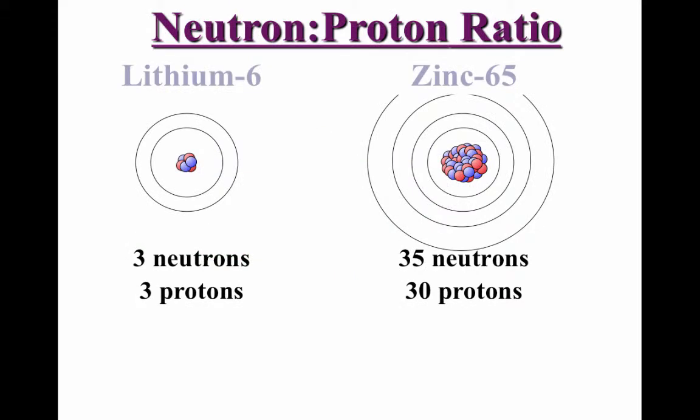At this point, I want to show you one other thing that's kind of interesting about these atoms. Small atoms, like lithium-6 pictured on the left, tend to have about the same number of protons as they do neutrons. In other words, they have a 1-to-1 ratio. As the atoms get bigger, though, when we look at something like zinc with 30 protons, notice that this has 35 neutrons. We're no longer at that 1-to-1 ratio. Another way to say it is, we've got extra neutrons in this bigger atom. And as we get to bigger and bigger atoms, we're going to see this effect magnified.